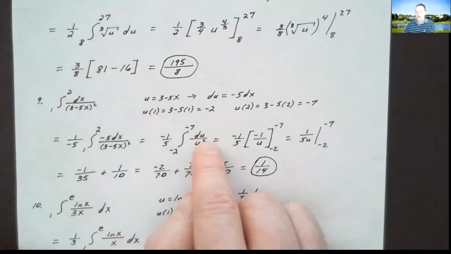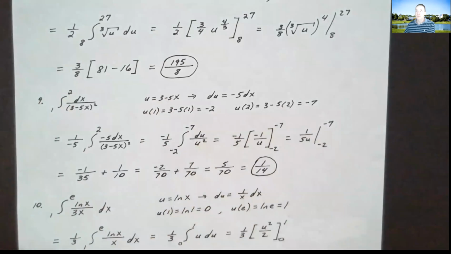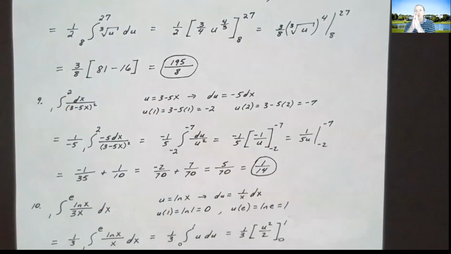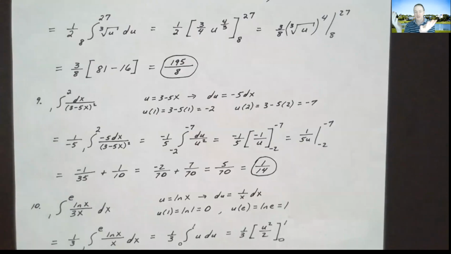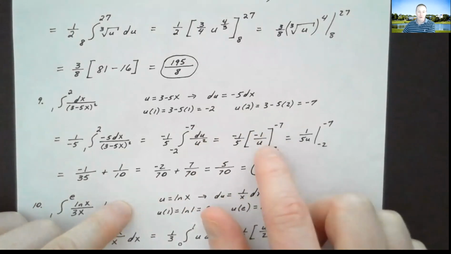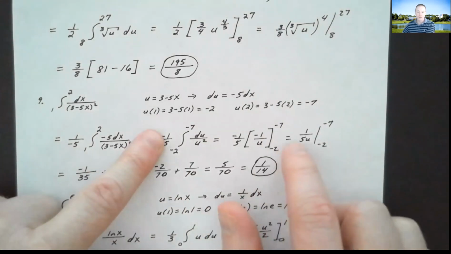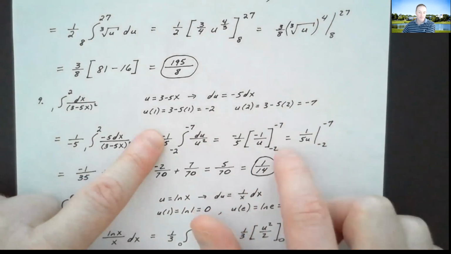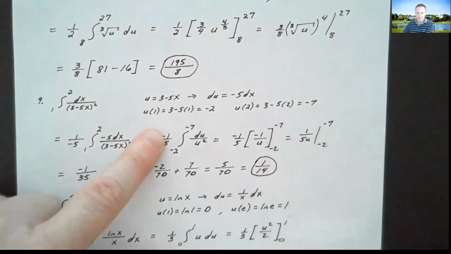Now, when I'm looking at that on the inside, I would prefer to think of it as u to the negative 2 power. That way, when I add 1 to the exponent, I can say, well, that's going to become u to the negative 1 divided by negative 1. That's the same thing as negative 1 over u to the first power. So this integrates to become negative u to the negative 1 power, negative 1 over u to the first power. I still have my negative 1/5 out in front. I need to evaluate this from negative 2 to negative 7.